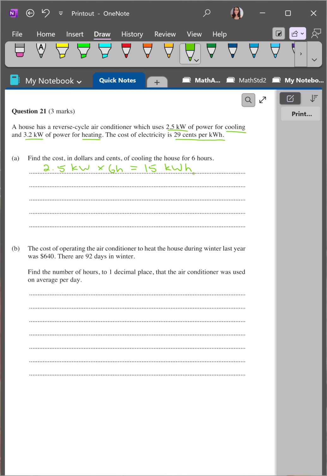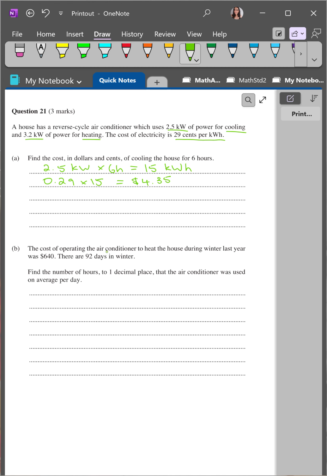So we have 15 kilowatt hours used for 6 hours, and now it costs 29 cents per kilowatt hour. So we'll do 0.29 for 29 cents times 15, and that equals $4.35.